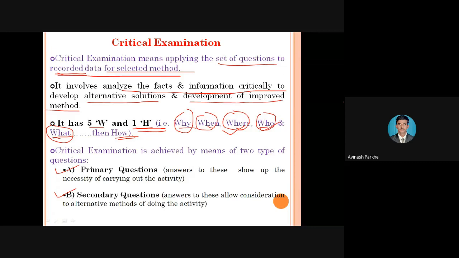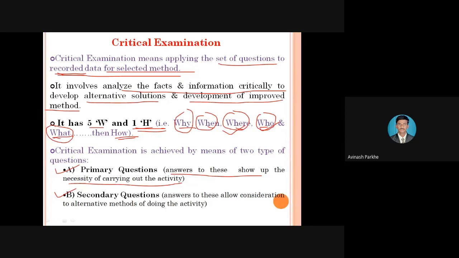So in case of primary questions, the answers to this show up the necessity of carrying out the activity. Why do we have to go for the modification? If I have selected any method for the modification purpose, why do I have to go for the modification? Who is doing the modification? When will the modification be carried out? Which type of modifications do I have to do? So such types of simple questions will be asked in the primary questions.